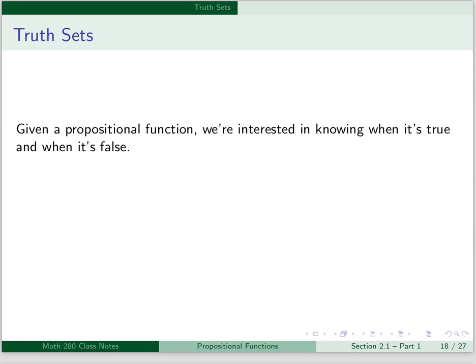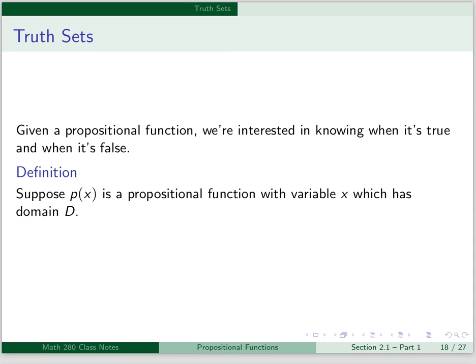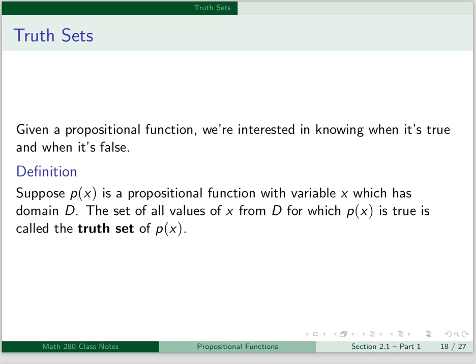Next, we want to talk about truth sets. Given a propositional function, we're interested in knowing when it's true and when it's false. So, suppose p of x is a propositional function with variable x which has domain D. The set of all values of x from D for which p of x is true is called the truth set of p of x.